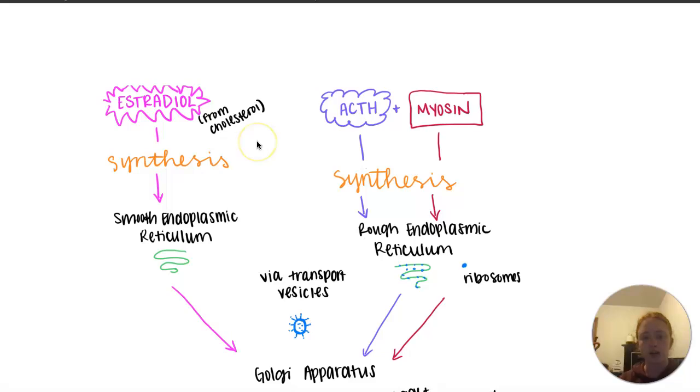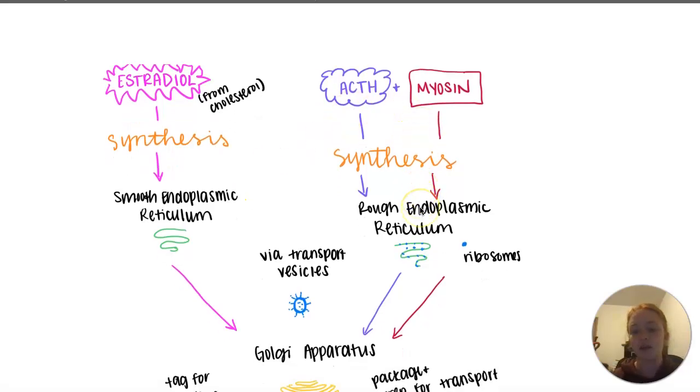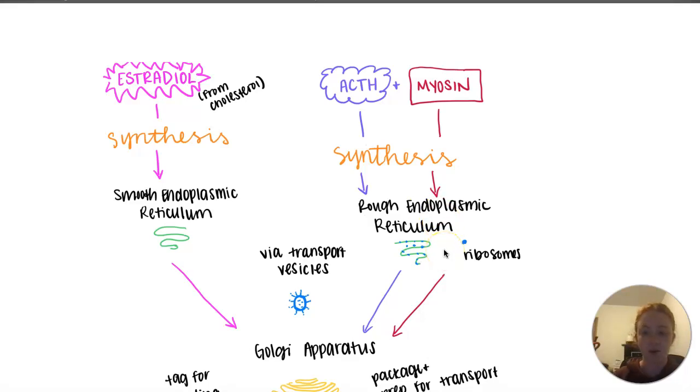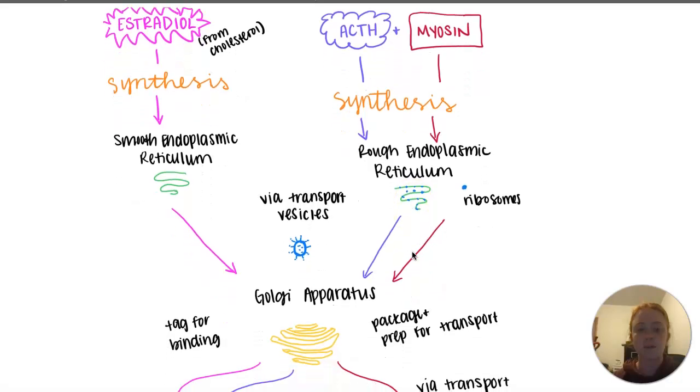For my flowchart, I chose to do estradiol, ACTH, and myosin. Obviously, all of these are coded genetically by the nucleus, but I started with where they're synthesized in the cell. Estradiol is a steroid hormone, meaning it comes from the lipid cholesterol, so it is synthesized on the smooth endoplasmic reticulum, while ACTH and myosin are both synthesized by the rough endoplasmic reticulum, specifically the ribosomes, which synthesize proteins there.